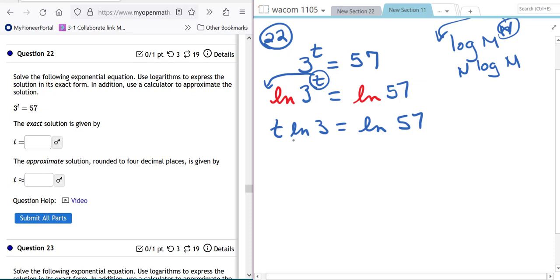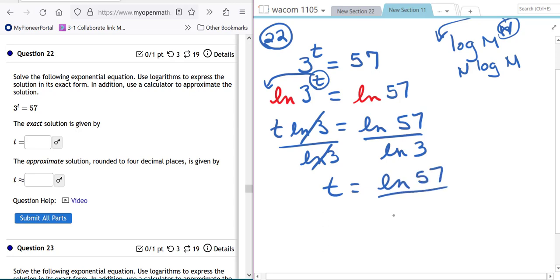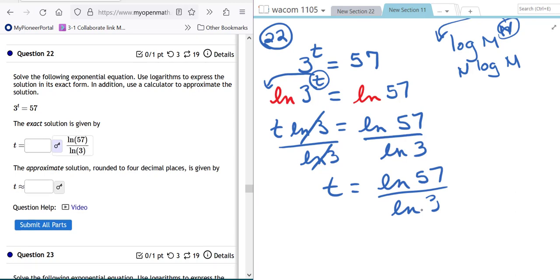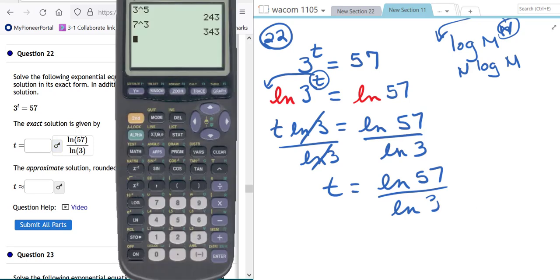Right? And then to solve for t, you're going to just divide by this natural log of 3. It is just some number. We don't know what it is, but it's some number. So this should be your exact answer. And it could have been with logs, with common logs. I think they would take either. And then go to your calculator.